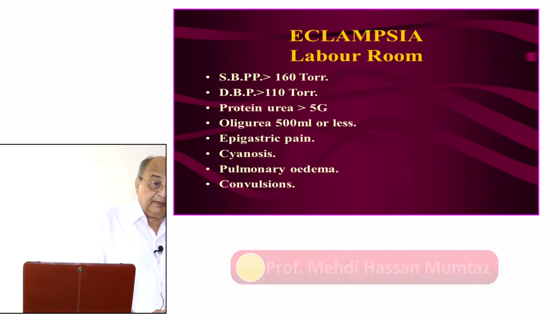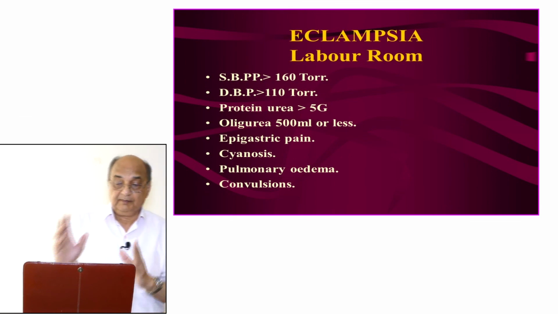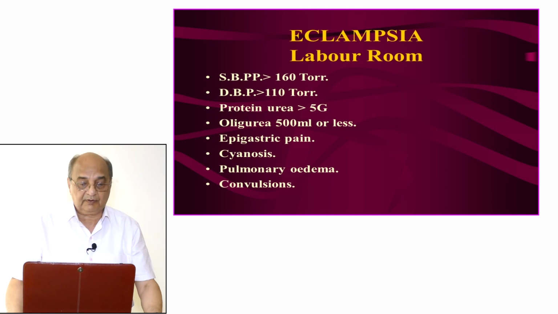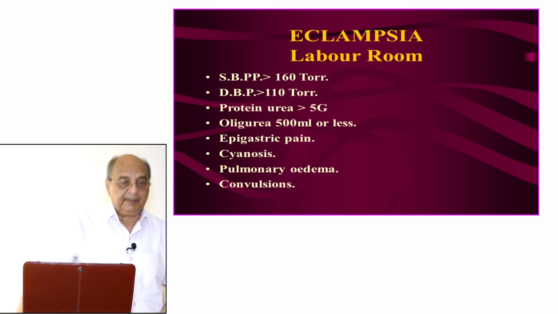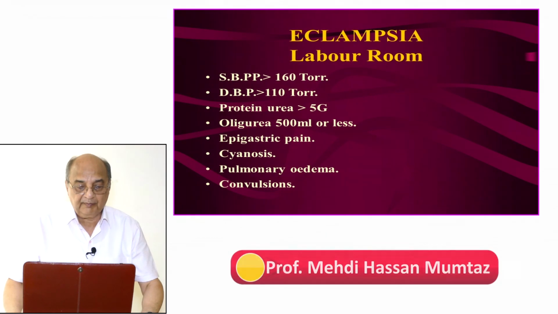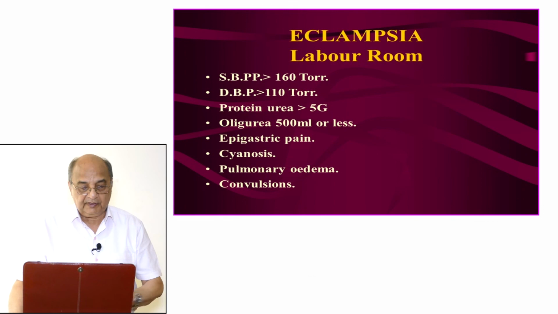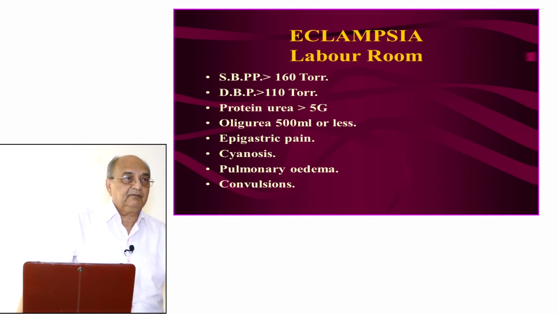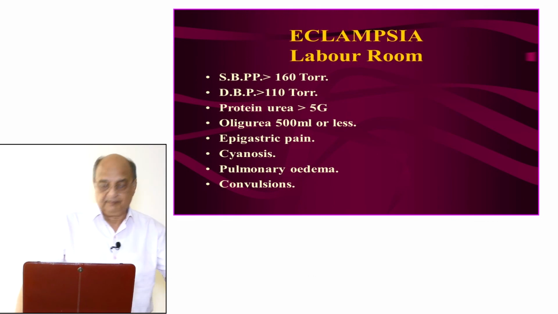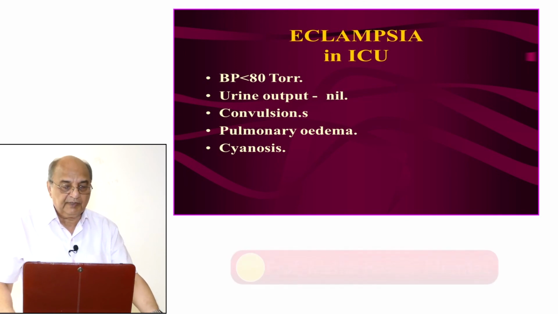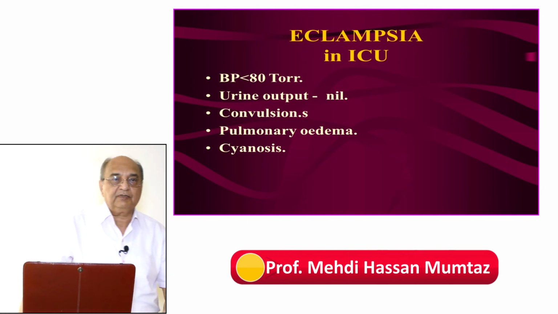I said send them early, but when the patient reaches the labor room, the blood pressure is high, systolic as well as diastolic. Proteinuria is more than 5 gram, oliguria is 5 ml or less than that. Then epigastric pain, cyanosis, pulmonary edema, and the patient is convulsing. An eclamptic patient when they come. And by the time she reaches the ICU, the blood pressure has gone down to 80, urinary output is nil, convulsion, pulmonary edema, and the patient is cyanosed.